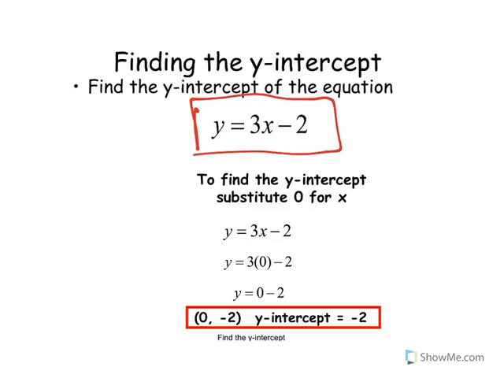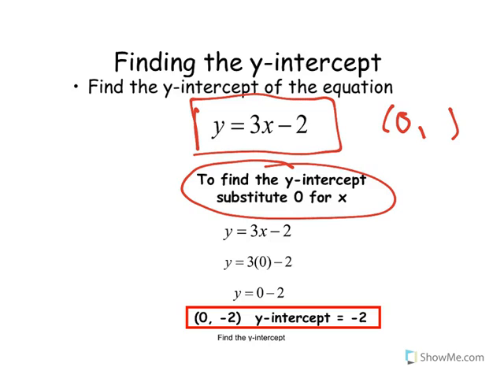So that's something that would be worth getting in your notes. The y-intercept is the y-coordinate when the x-coordinate is equal to 0. So it's always going to be in the form (0, something). So how do I find out what that is? You substitute 0 for x. So if I substitute 0 for x, I get 3 times 0 minus 2. I get 0 minus 2.